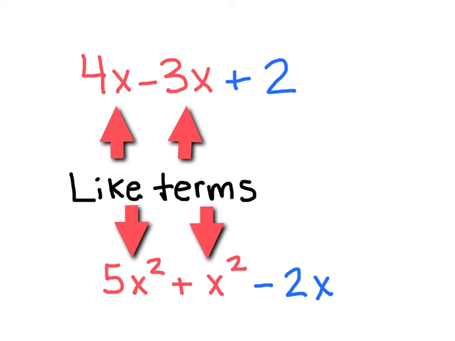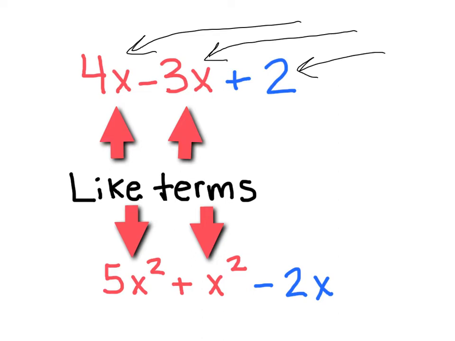Hello, tonight our lesson is on like terms. Here we have two algebraic expressions that each have three terms. Now, what we mean by a term: terms are elements in an expression that are separated by a plus or a minus sign. So here in the first expression we have the term 4x, we have the term 3x, and we have the term 2, and they're separated by a minus and a plus sign.